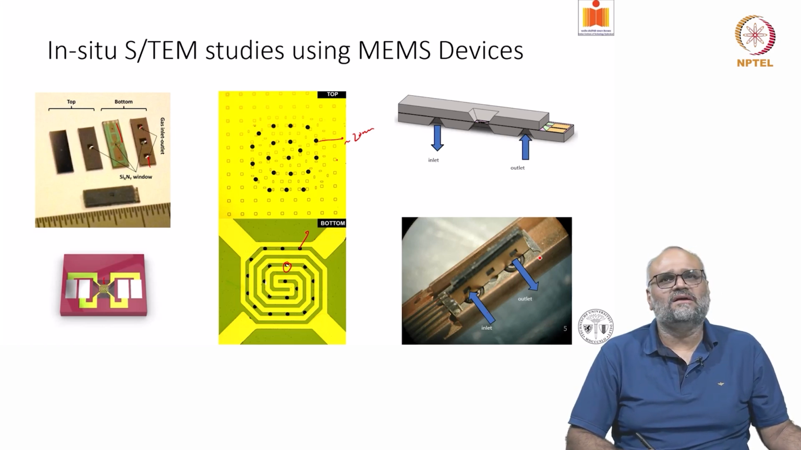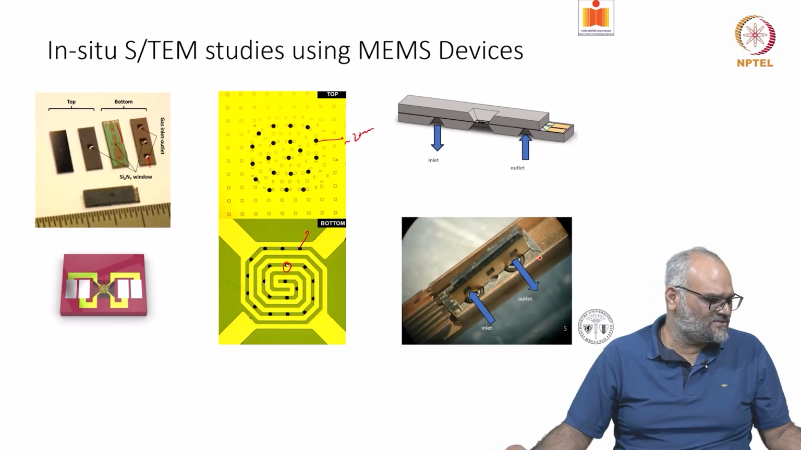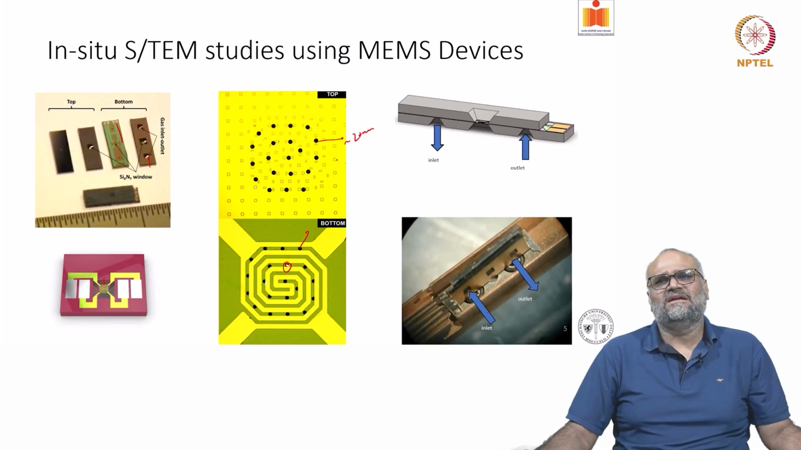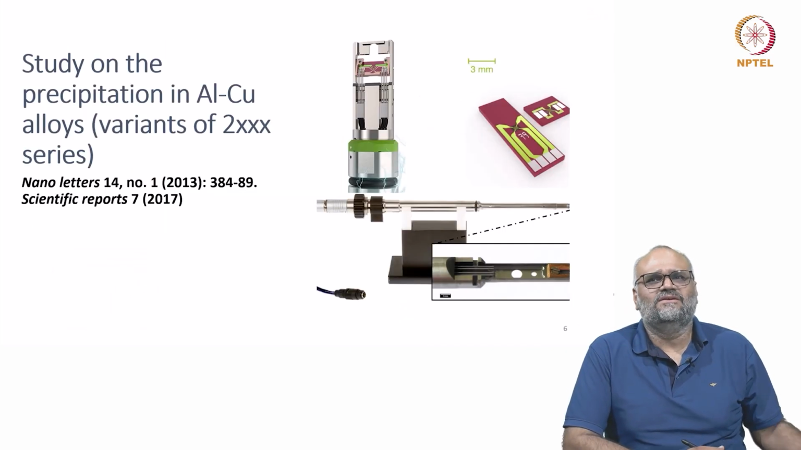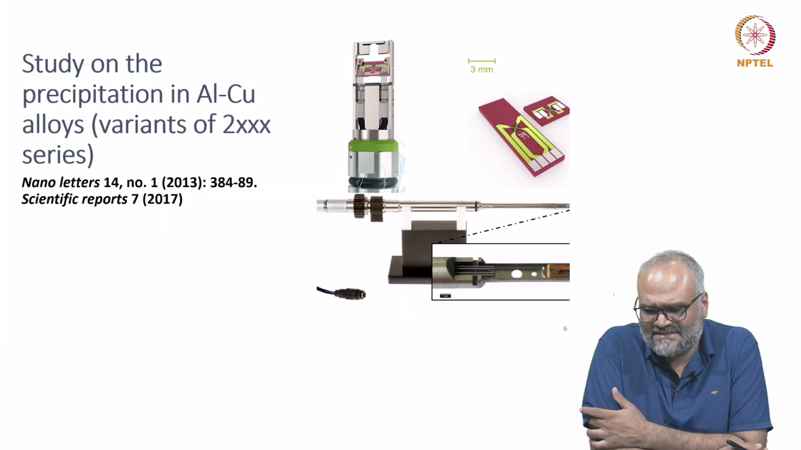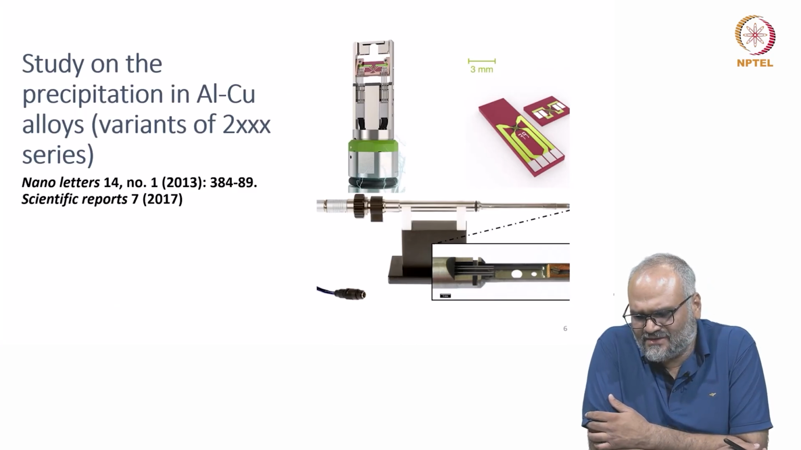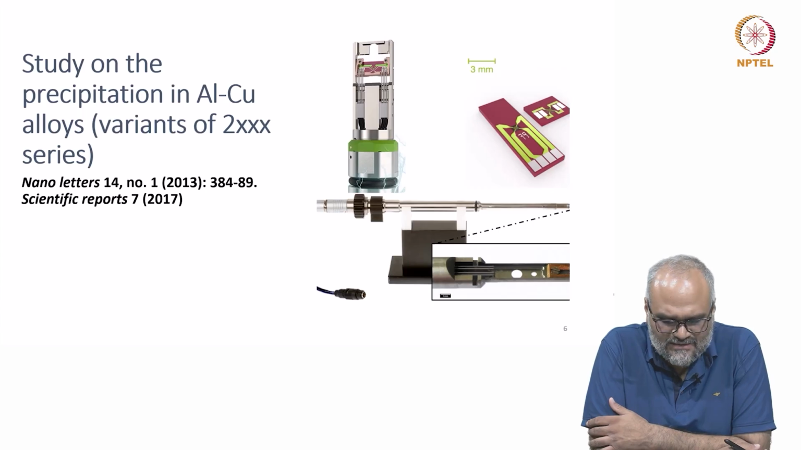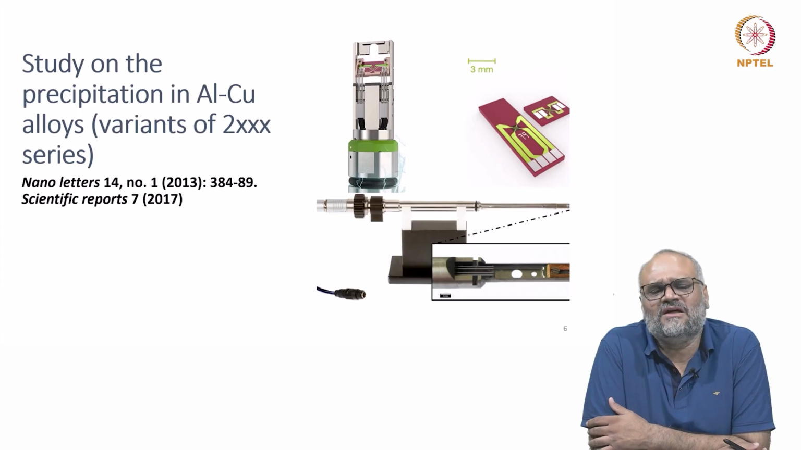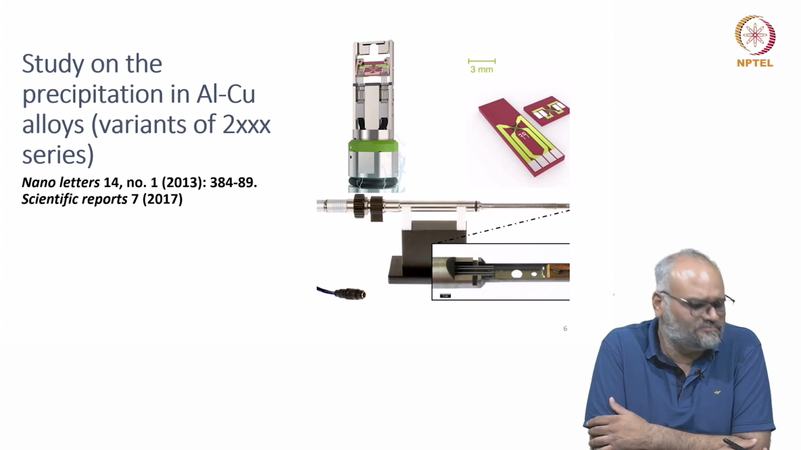So if I show you what can be done with this kind of a chip, just by using the bottom half of the reactor, you can use this as a simple heating holder. And we tried to do some interesting studies where we tried to follow the growth of precipitates in aluminum alloys while heating the specimen to an elevated temperature in the microscope column.